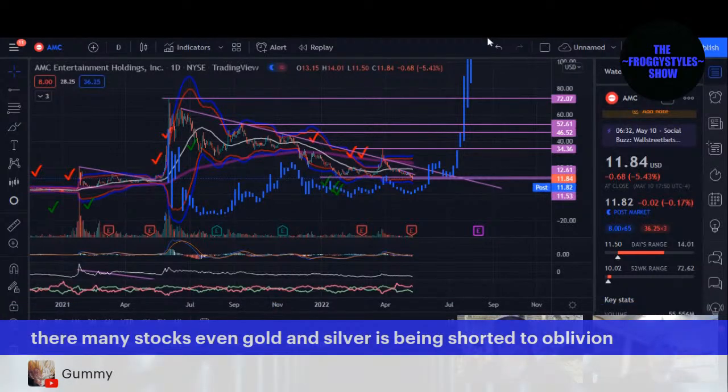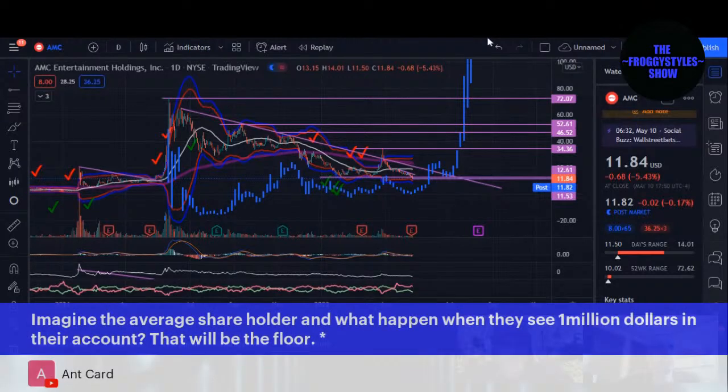Gummy says there's many stocks, even gold and silver, being shorted to oblivion. Yeah, that's why I'm eyeballing that silver physical squeeze afterwards. I'll have more than enough money to stock up on it. What's the worst that happens? The financial system crashes and you go back to gold and silver. So buying silver would probably make it squeeze anyways.